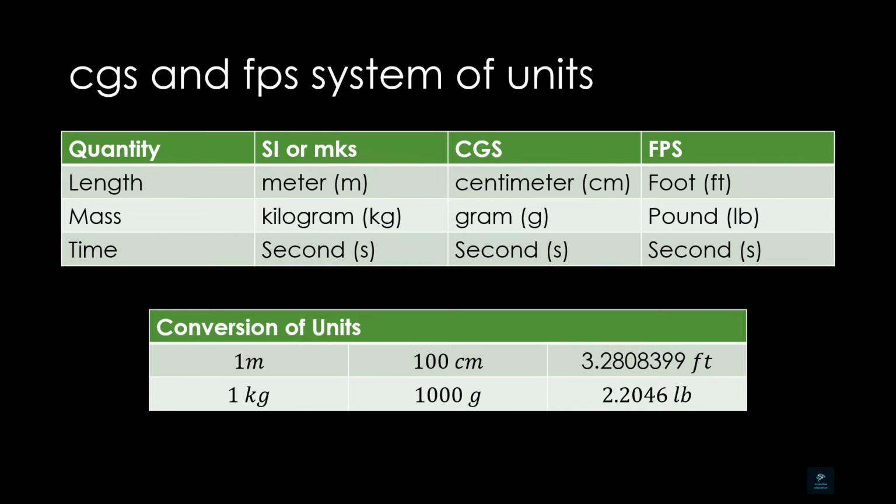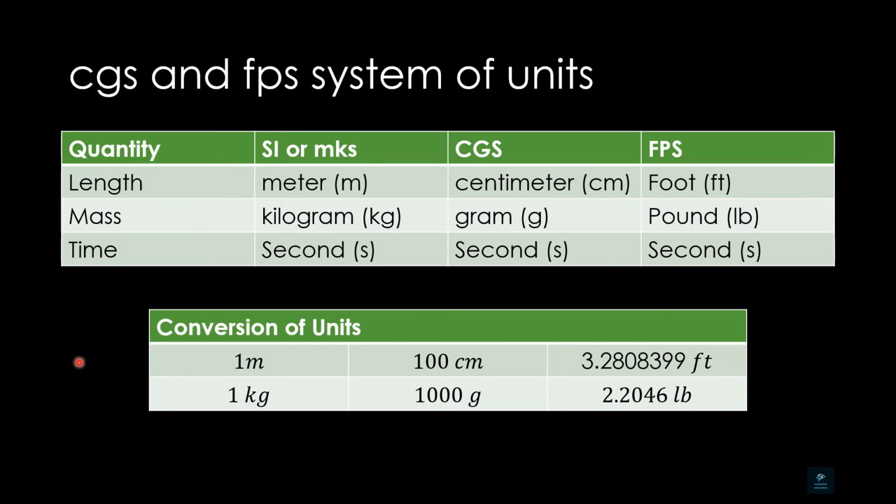Apart from the SI system of units, CGS and FPS systems of units are also in use. CGS stands for centimeter gram second and FPS stands for foot pound second. So the unit of length in SI is meter, in CGS is centimeter, and in FPS is foot. The unit of mass in SI is kilogram, in CGS is gram, and pound in FPS. The unit of time in all three systems is seconds.